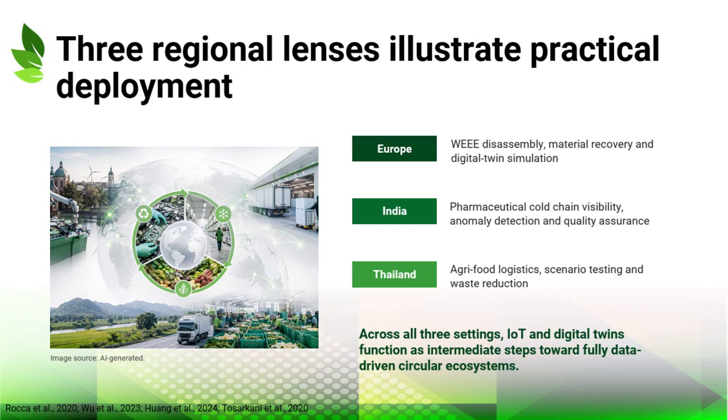The Indian case focuses on pharmaceutical cold chains. Continuous IoT data from environmental sensors and beacons can feed digital twins that monitor temperature, humidity, anomalies, and product quality risks. The Thailand case focuses on agri-food logistics. Digital twins can simulate warehouse layouts, seasonal demand, inventory policies, and transport flows to reduce spoilage and resource loss. Each case uses digital visibility to support circular or sustainable outcomes. Together, they demonstrate regional adaptation.